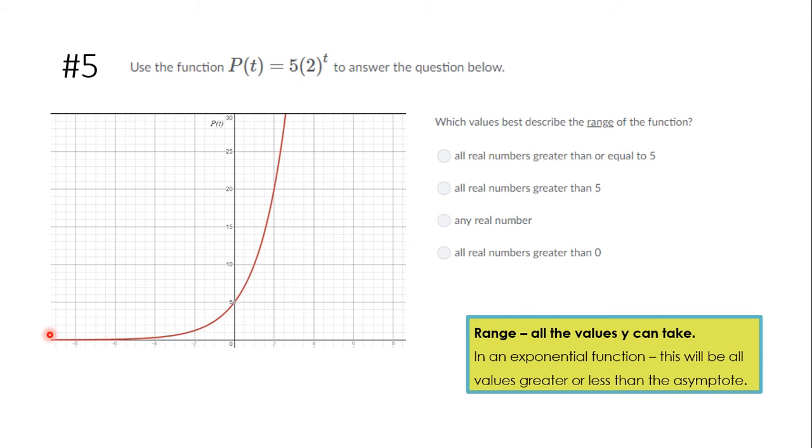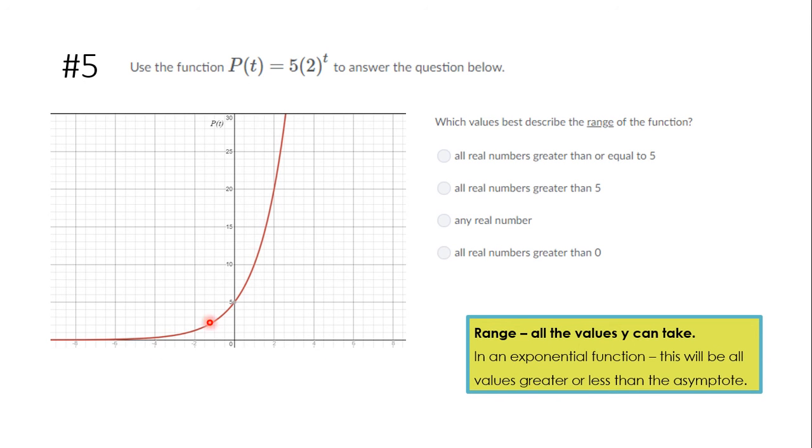Okay, number 5. Use the function p of t equals 5 times 2 to the t to answer the question below. So which value best describes the range of the function? A little hint, range is all the values y can take. So in an exponential function, this will be all of the values greater or less than the asymptote.